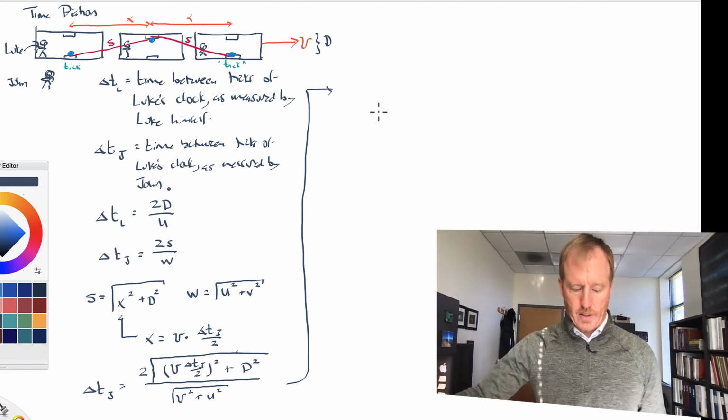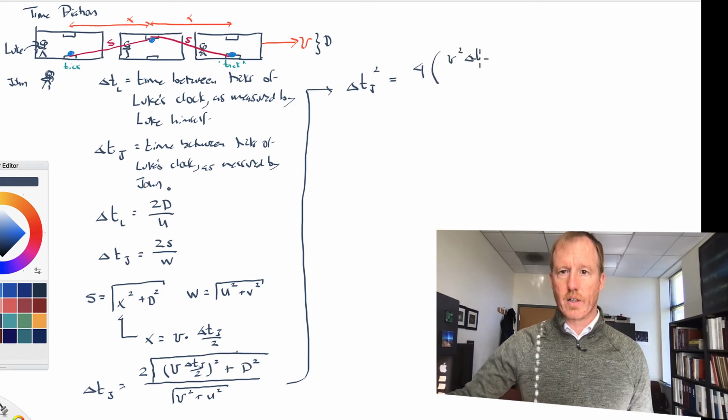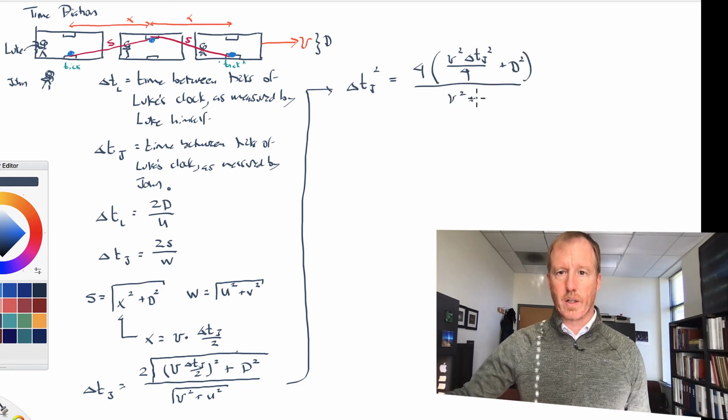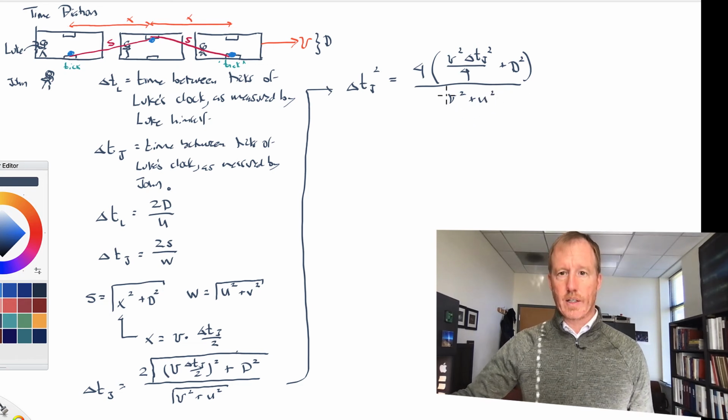All right, we can simplify this. Actually, let's square both sides. Delta t_j squared, that'll get rid of the square roots, is going to be equal to 4 times v squared delta t_j squared over 4 plus d squared, divided by v squared plus u squared. We squared both sides. Now let's multiply both sides through by the denominator.